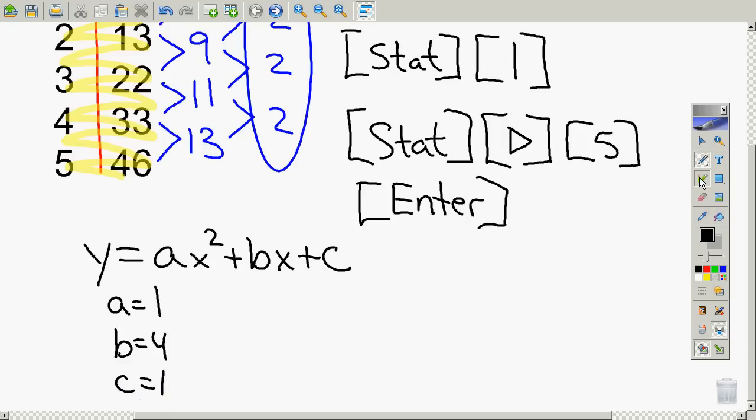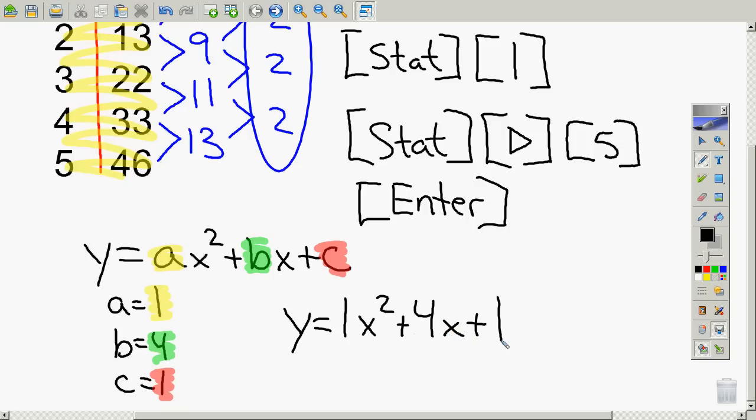And what you do is you just substitute those in. If the a is 1, you put that in right there. If the b is 4, you put that in right there. And if the c is 1, you put that in right there. So the function that goes along with that table is y equals 1x squared plus 4x plus 1.